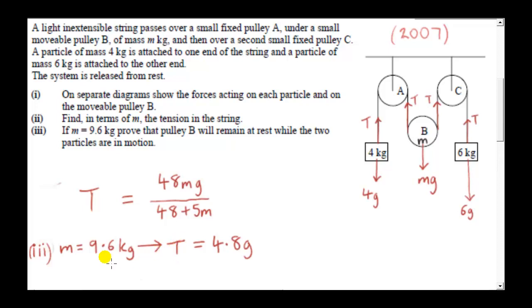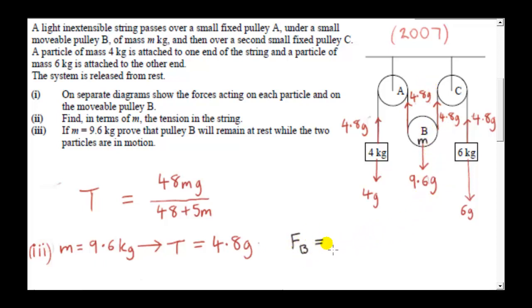Okay, in part 3, M is given a value of 9.6 kilograms. With that value of M, the tension is 4.8 G newtons. So we have the tension. Okay, so here's the picture. Let's look at pulley B. Well, the tension force is 4.8 G, and if we double that, we get 9.6 G. So the force on B up is 9.6 G, but the force on B down is 9.6 G.